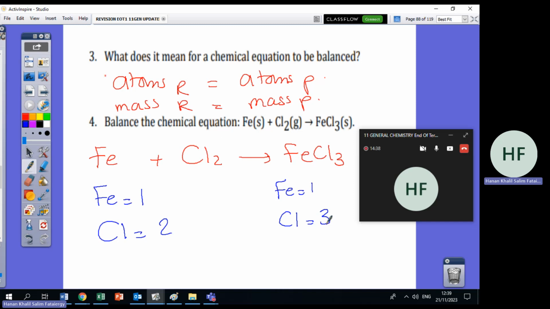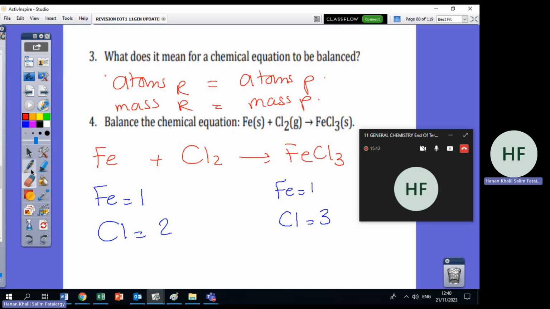How can I make it the same? The easiest way to make it the same is, be careful, I cannot just add Cl. I cannot write a number here, and I cannot change this number. I cannot change the subscript. I can put coefficients. It's fine if I put 6, 3, or 2. Whatever numbers you put here in the beginning, it's okay. But it is forbidden to change the subscripts. Okay?